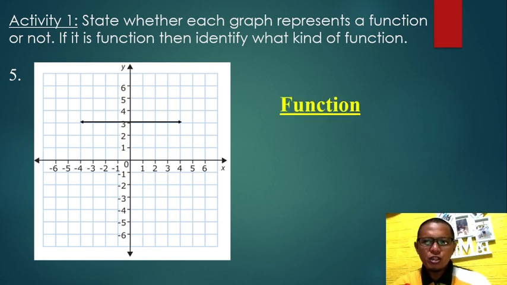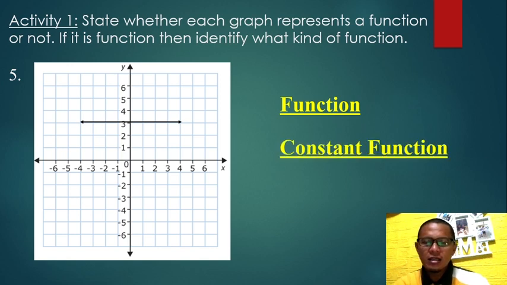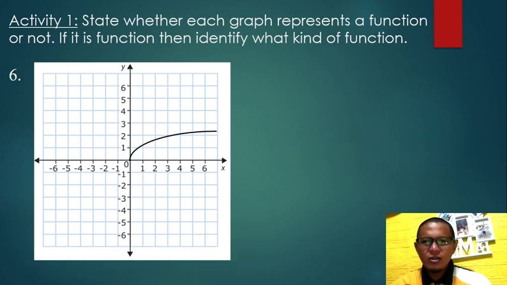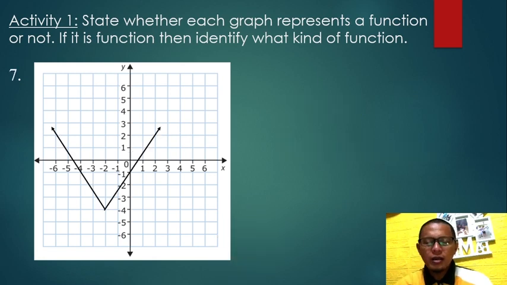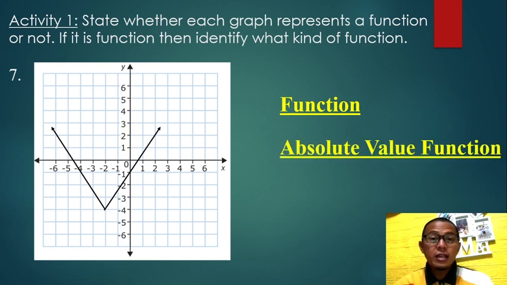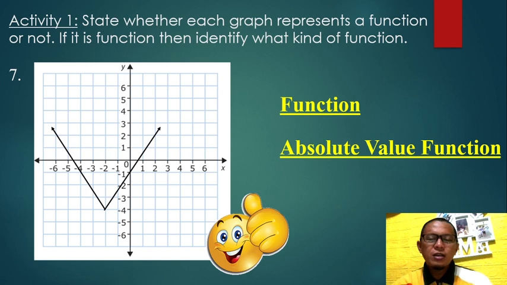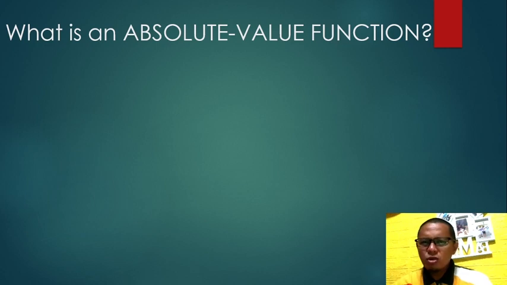it is a function, and what kind of function? It is a constant function. Very good. Number 6, it is a function. And what kind of function? It is a radical function. Very good. How about this one? It is a function. Very good. And it is the absolute value function. Very good. So in number 7, you know already that the graph of the absolute value function is a V shape. So what is an absolute value function?